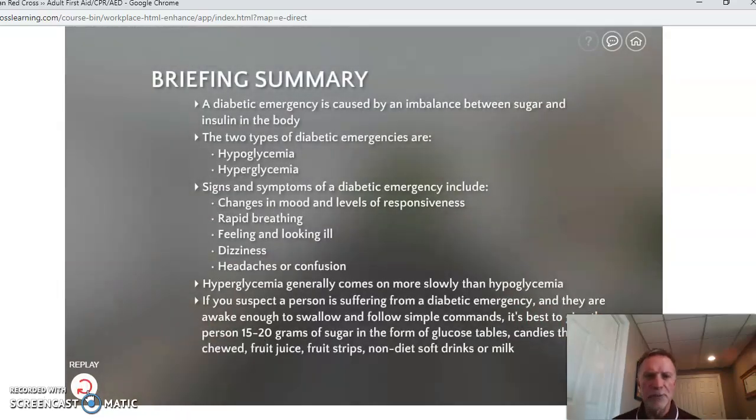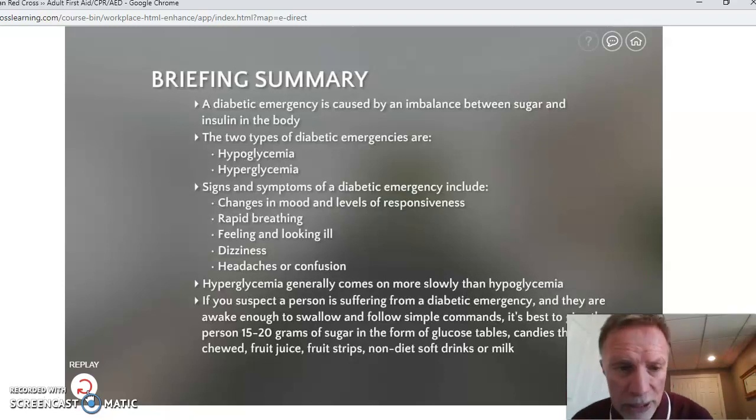Okay, looking at this brief summary again, a diabetic emergency is caused by an imbalance between sugar and insulin in the body. So there are two types, as you can see: hypoglycemia and hyperglycemia. Okay? Hypo would be too little of the sugar, and hyper would be too much.